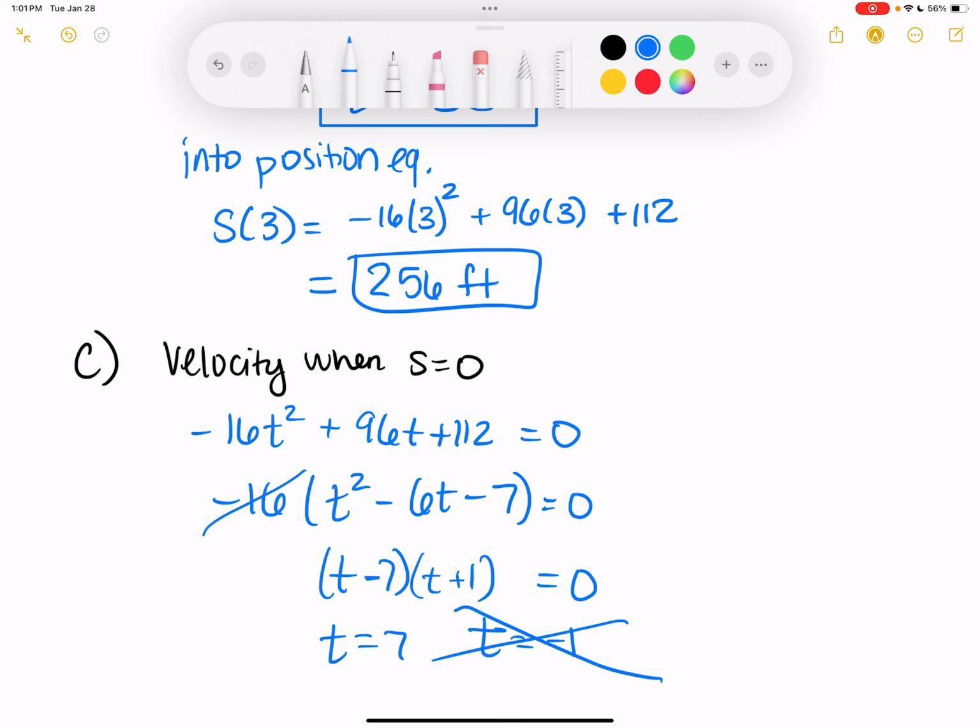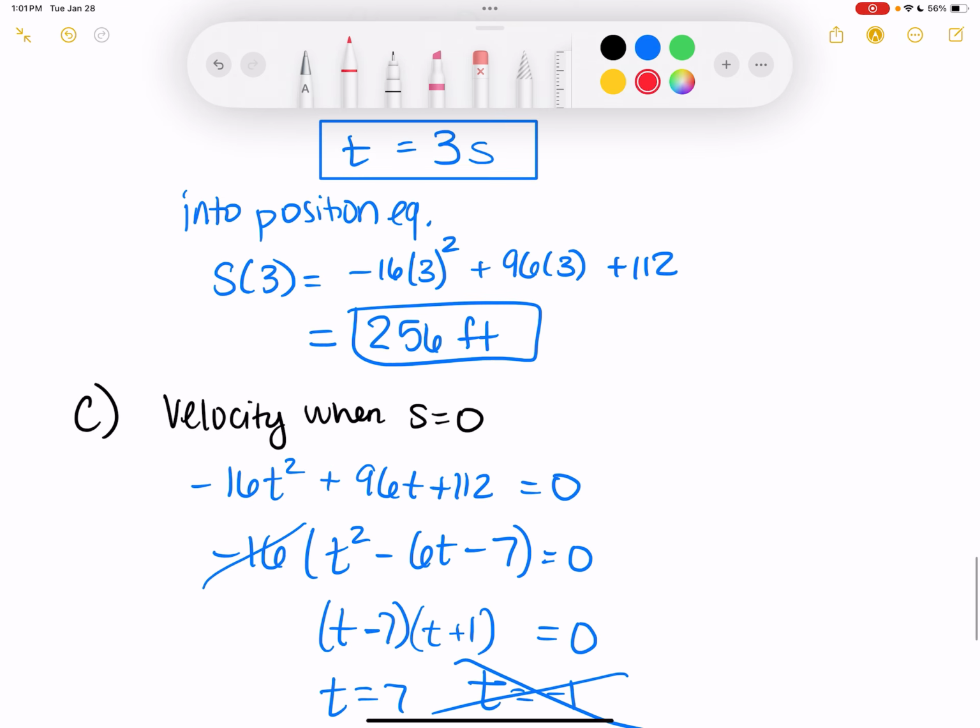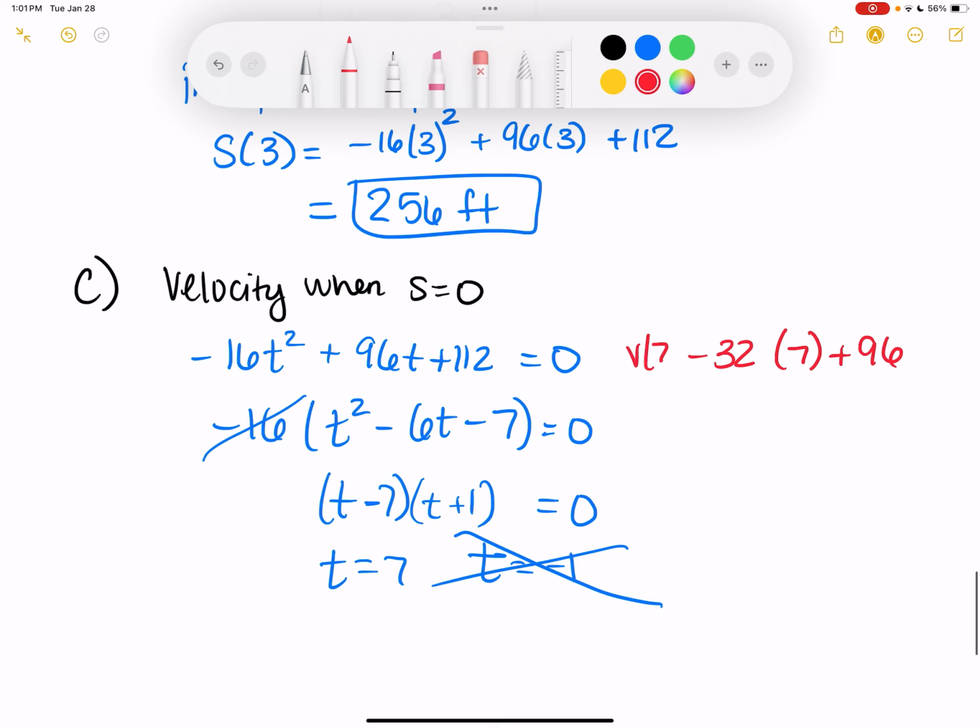So now at that time, we want to know what the velocity was. So in our velocity equation, negative 32 times 7 plus 96 is negative 128 feet per second. Put it in the calculator. Yeah, that thing is moving pretty fast.